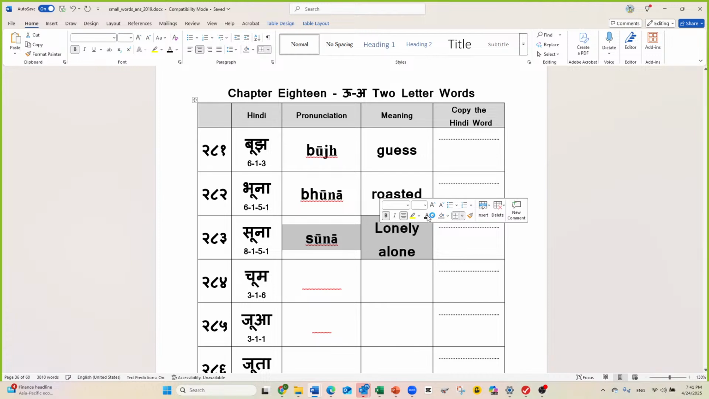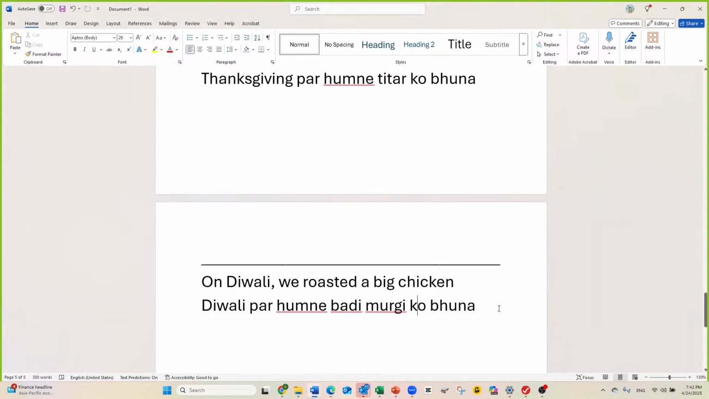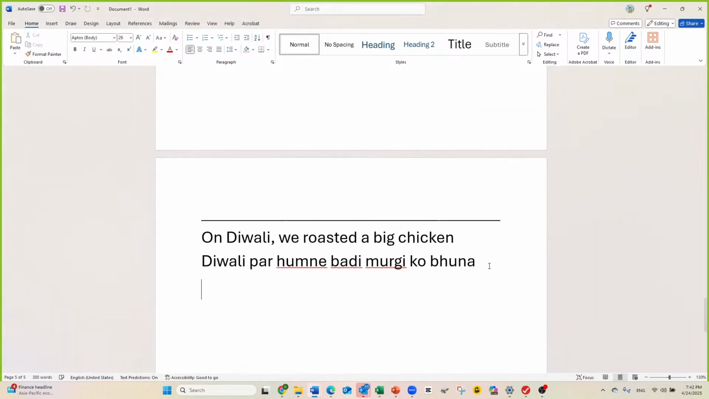Suna means lonely or alone. So give me a sentence with the word lonely or alone. Give me one with alone, that's much easier. Okay, the student was sitting alone at lunch. Hmm, we cannot put the word suna in that sentence. Suna refers generally to also the place where you're sitting.